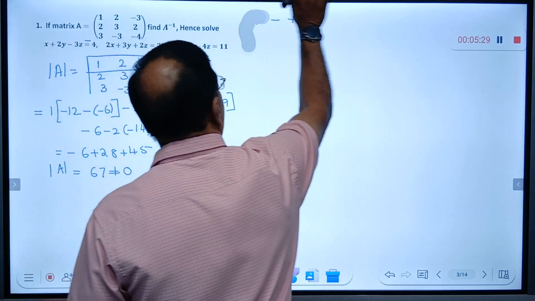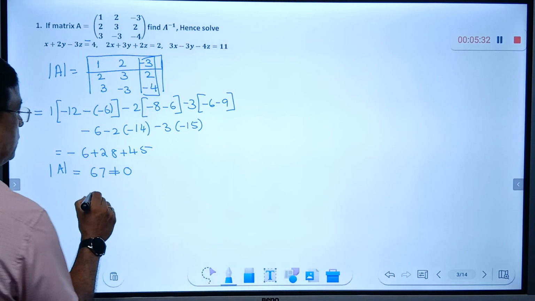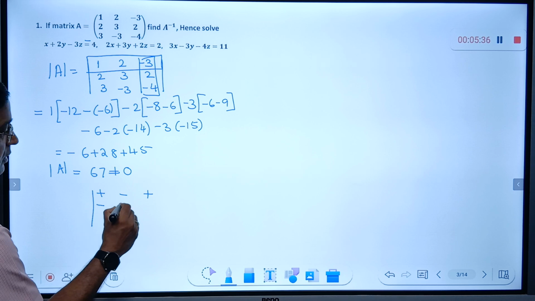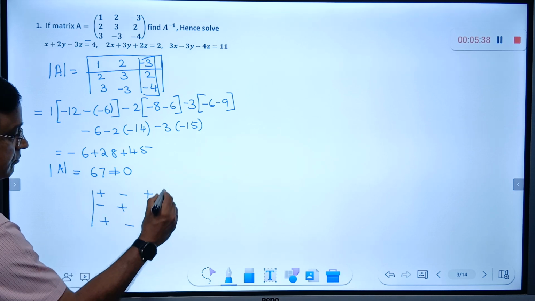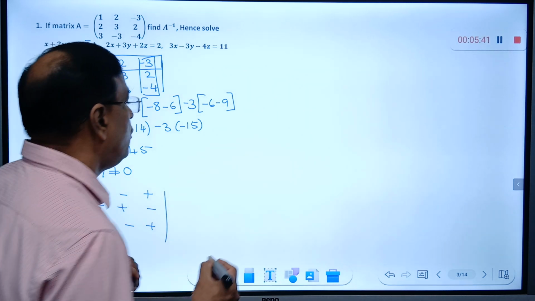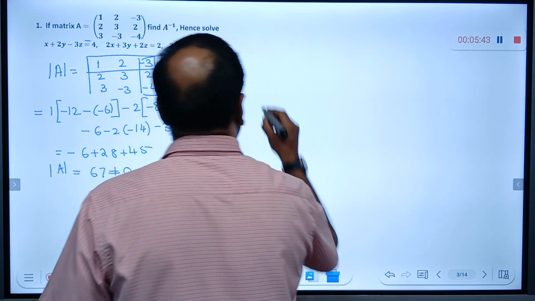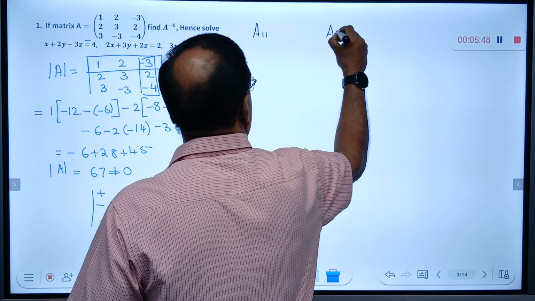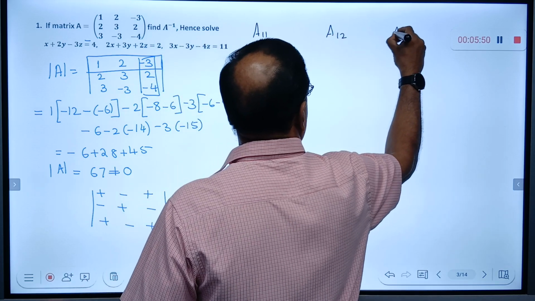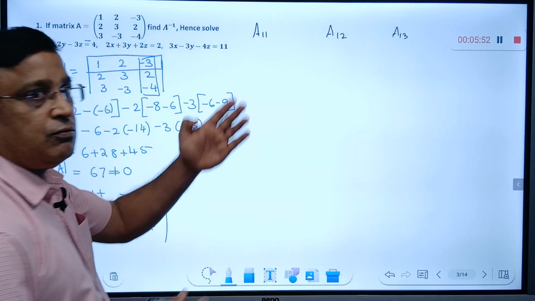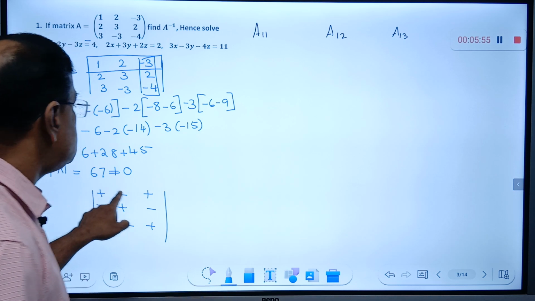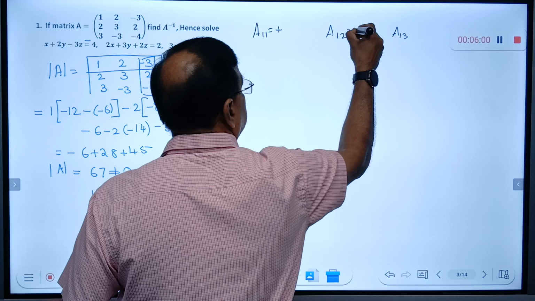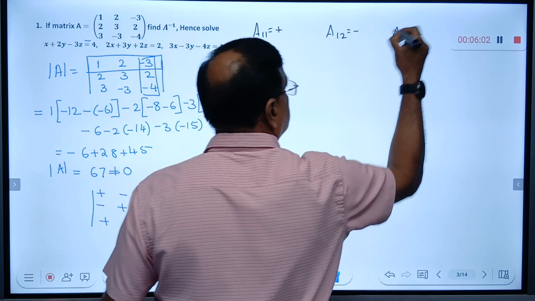Now how do I find the cofactor? Remember I told you your cofactor signs should be plus, minus, plus, minus, plus, minus, plus, minus, plus. Keep this in mind. Now I'm going to write the cofactor. First let me write the cofactor of A11, followed by A12 and then A13. First the first row, A11, A12. Since it is plus, minus, plus, I'll introduce that also. So it is plus, minus and plus.